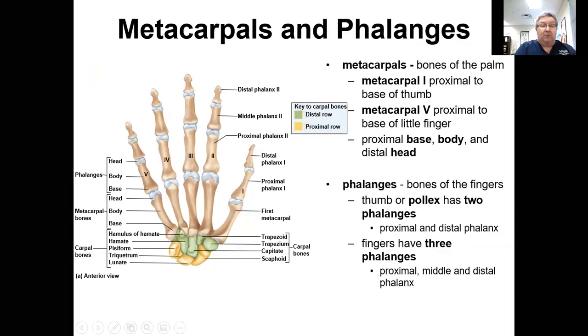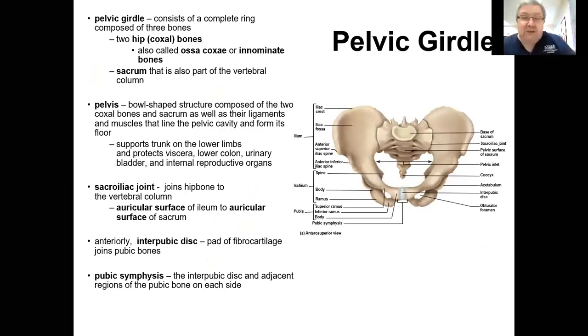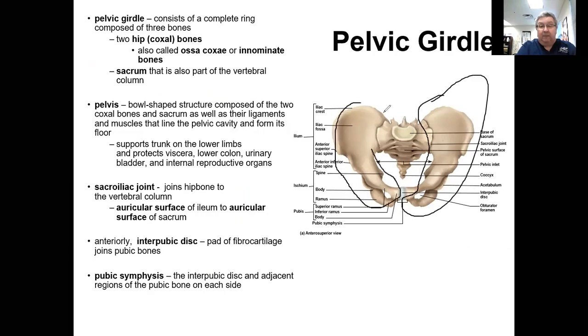All right, the metacarpals and the phalanges we talked about just now. All right, up to the legs now. We're up to the lower extremity. All right, so here's a picture of the pelvic girdle. So as you can see here, here's the two hip bones that we spoke about yesterday. Here's number one, here's number two. And in between is the sacrum.